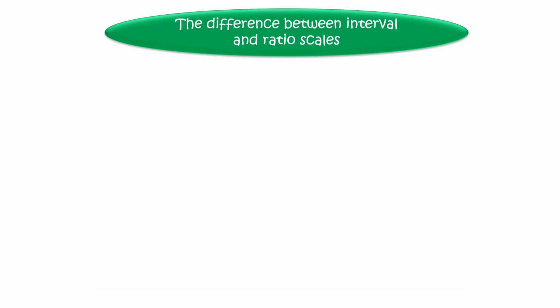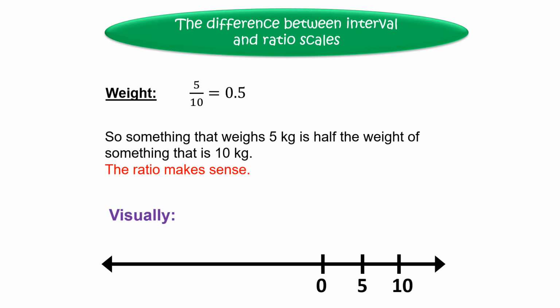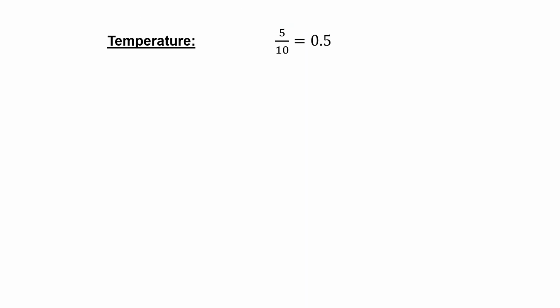Now the difference between an interval and a ratio scale. Here's the weight. Something that weighs 5 kg is half the weight of something that is 10 kg. So this ratio is meaningful, and visually you look at a weight from 0 to 5 and a weight from 0 to 10. So 0 to 5 is just half of something that is between 0 and 10.